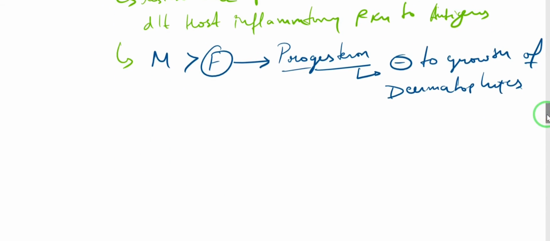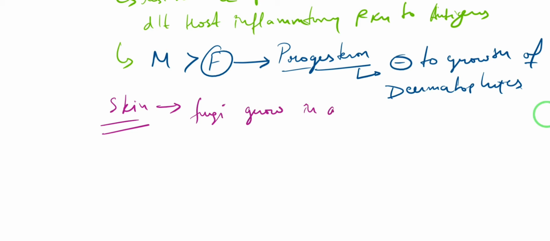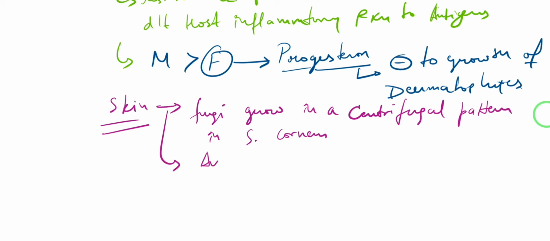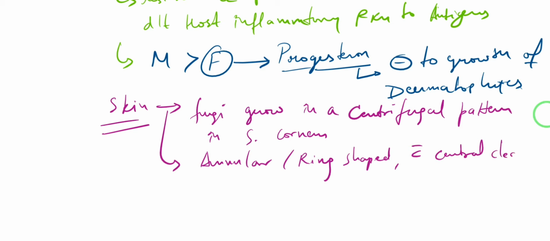Now let's talk a little bit about the kind of lesions that we are going to see. In case of skin, these fungi grow in a centrifugal pattern in the stratum corneum, and they produce annular or ring-shaped lesions with central clearing and raised edges.